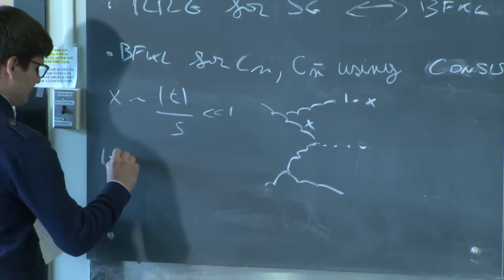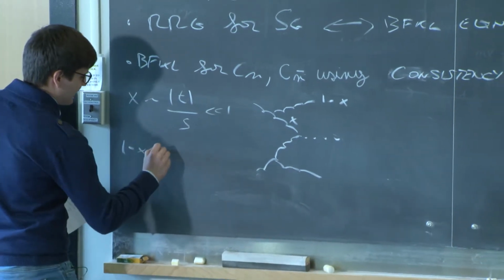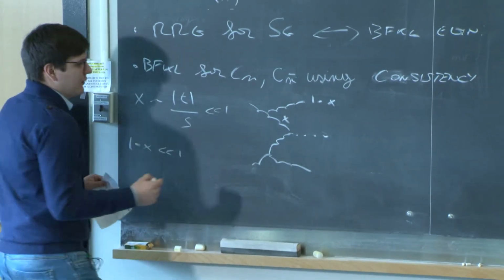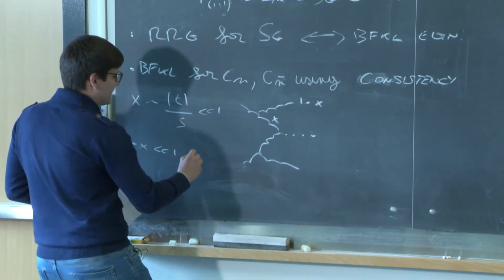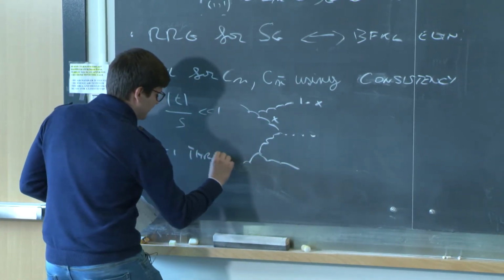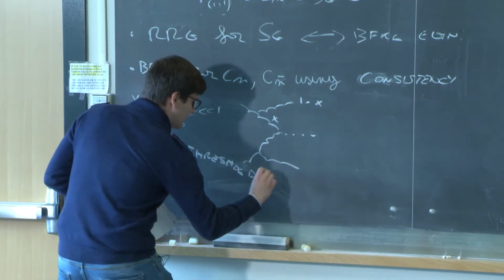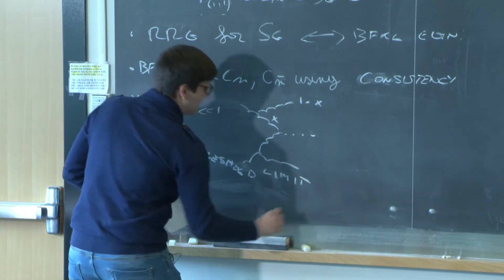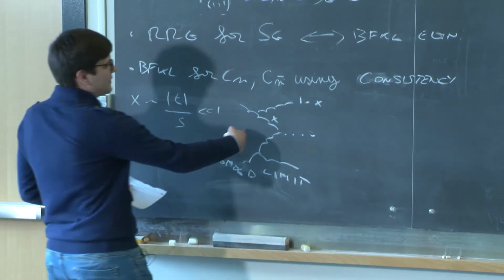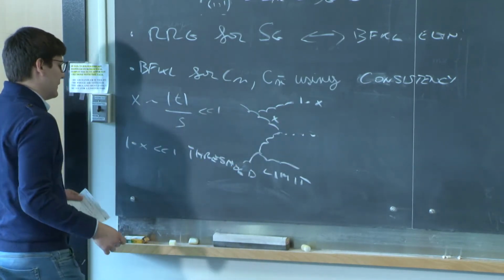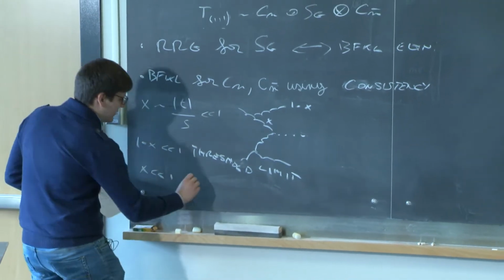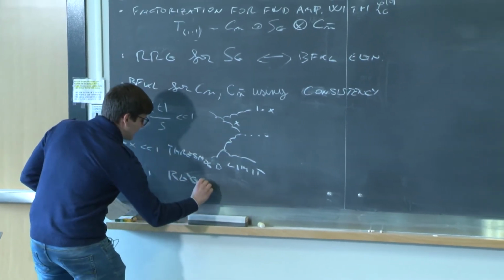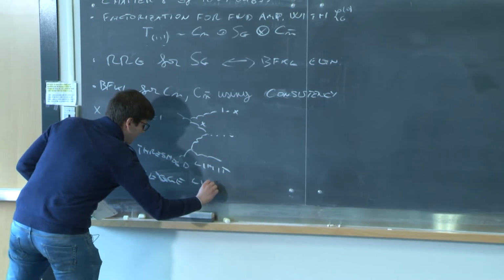One is 1 minus x much smaller than 1, when the radiation is almost soft, and this is called the threshold limit. Then we have exactly the opposite case, when the radiation is carrying most of the energy, so x is much smaller than 1, and this is called the RRG limit.